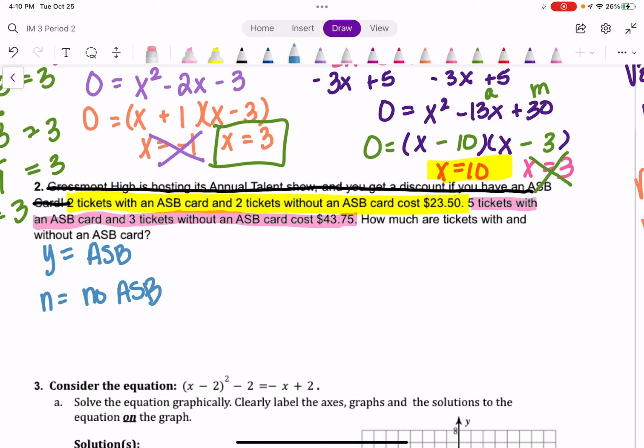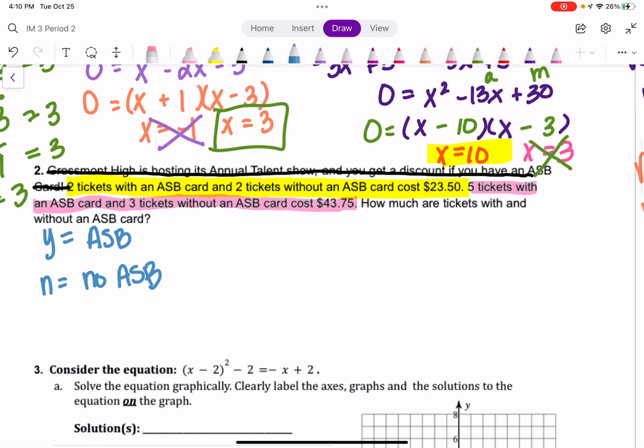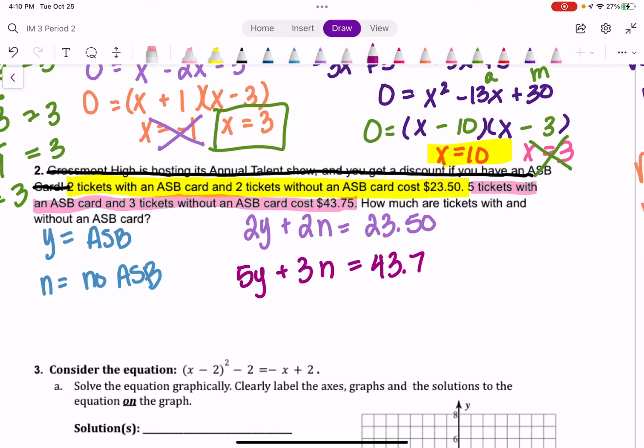Okay, you can choose any letters you want. Those are just ones that make sense to me in my head. But that's why it's important that you label your variables so you know what you're solving for. So first equation, 2 ASB card tickets and 2 tickets without cost $23.50. In our second equation, it says 5 tickets with an ASB card and 3 tickets without cost $43.75.